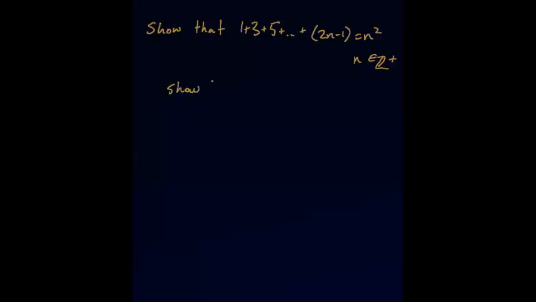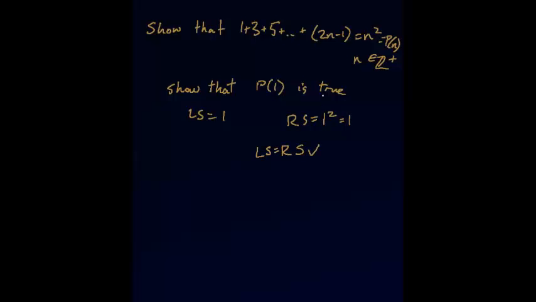Show that this equation is denoted by Pn. So show that P1 is true. Left side, right side, check. Left side equals 1. Right side equals 1 squared, which equals 1. So left side equals right side, check. P1 is true.